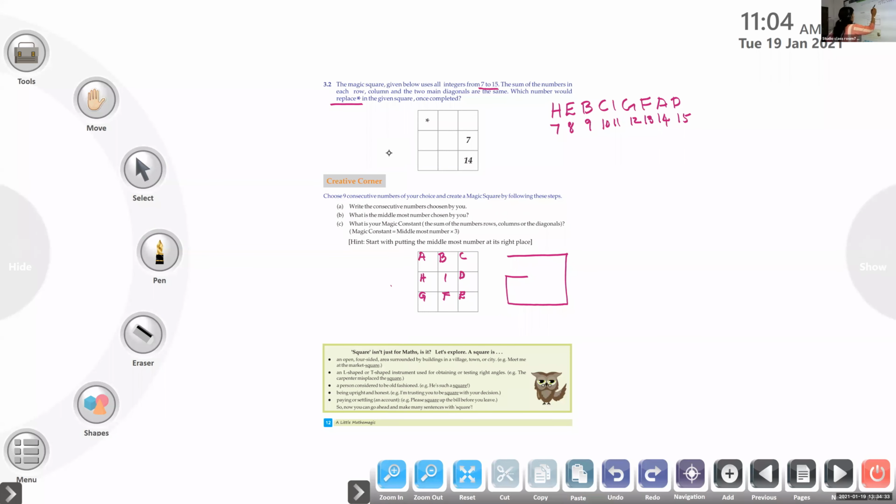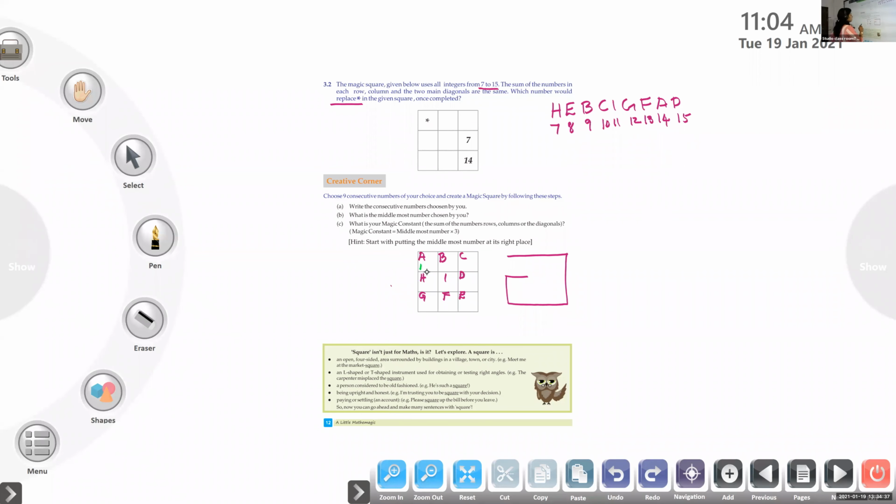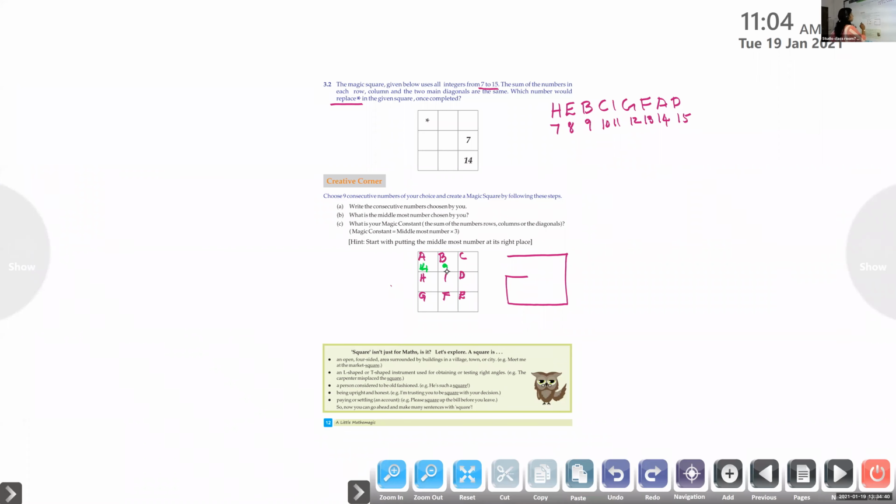Write the numbers. What is A? A here is 14. B is what? 9. C, 10. I, 11. Then G, 12. Then F, 13. A, 4. What is that? A we wrote. Then E is left out. What is E? 8. Okay. And D is also there, 15. D is 15, H is there, H is 7.